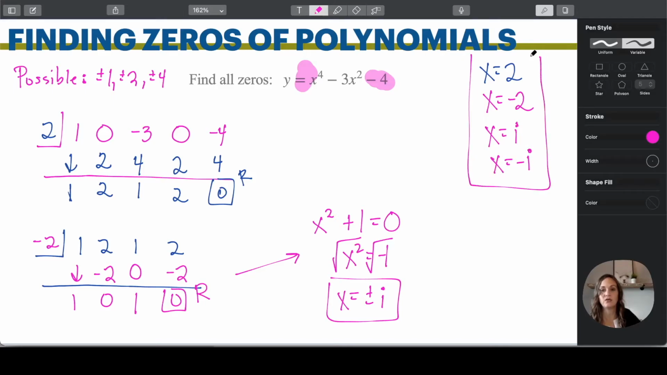So we found x equals i to be a 0 and x equals -i to be a 0. And again, according to the conjugate theorem, they should come in pairs, which they do. Now, we found 4 answers. The highest degree is a 4, which means we found all 4 zeros.